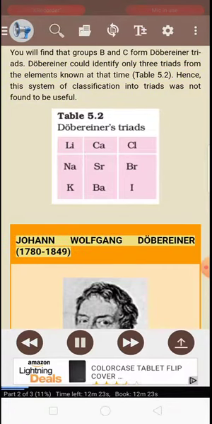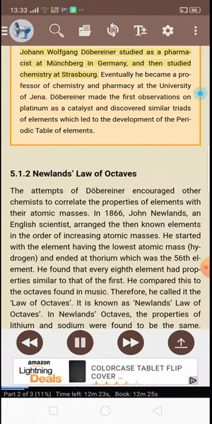Johann Wolfgang Dobereiner, 1780-1849. Johann Wolfgang Dobereiner studied as a pharmacist at Munchberg in Germany and then studied chemistry at Strasbourg. Eventually, he became a professor of chemistry and pharmacy at the University of Jena. Dobereiner made the first observations on platinum as a catalyst and discovered similar triads of elements which led to the development of the periodic table of elements.